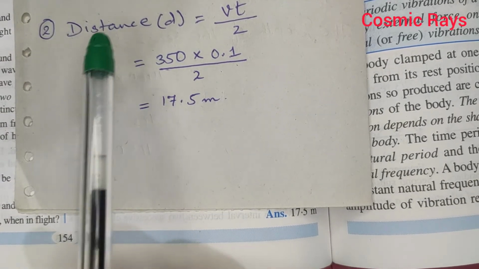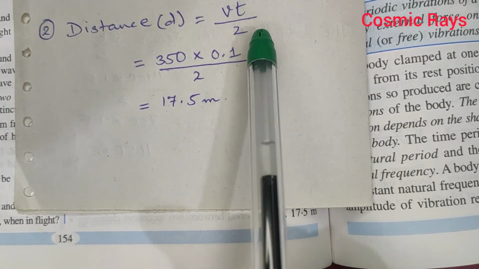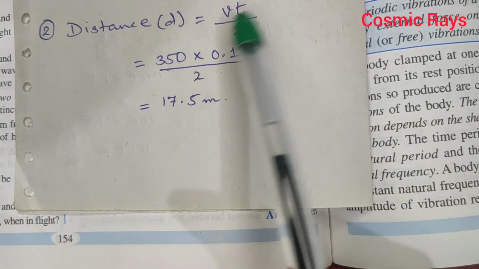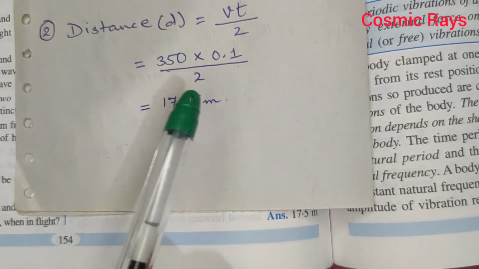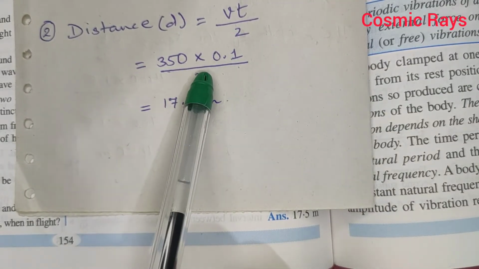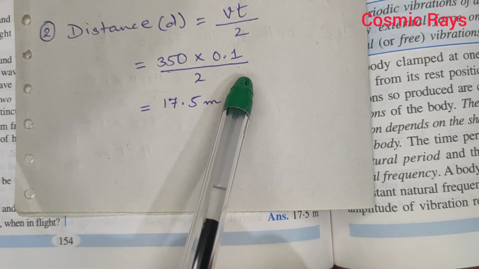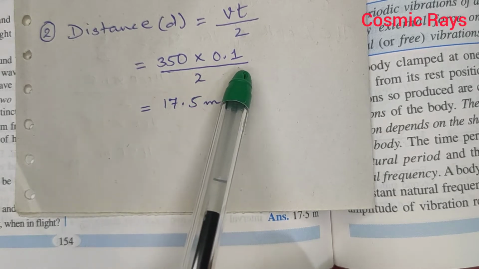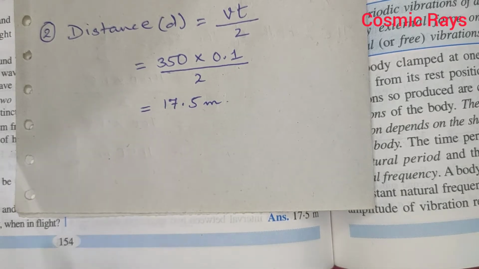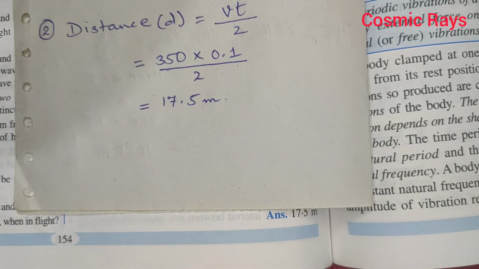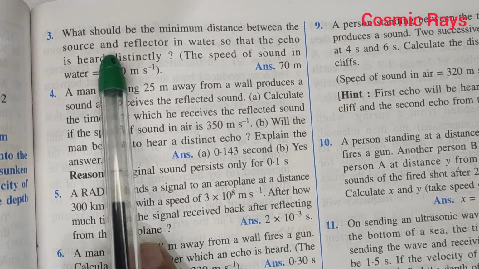So you see distance is equal to Vt by 2, that is velocity multiplied by time divided by 2. We have already discussed this formula in the beginning of this AV, so I'm just using it directly. Velocity is 350 multiplied by the minimum time after which we can hear the echo. It's not given in the question, but we have read it. So that is 0.1 seconds divided by 2. So after calculating, it comes out to be 17.5 meter.